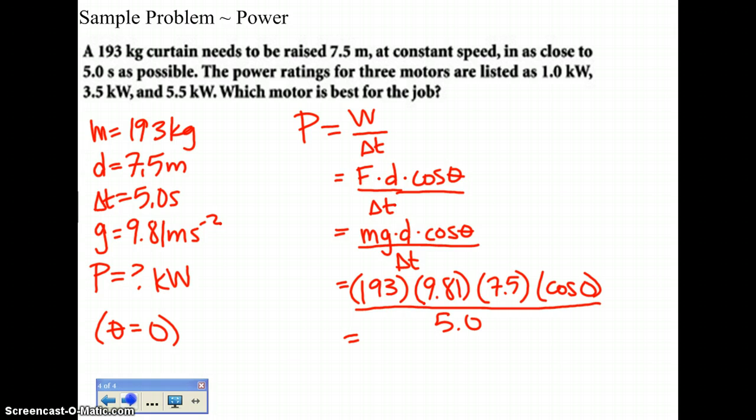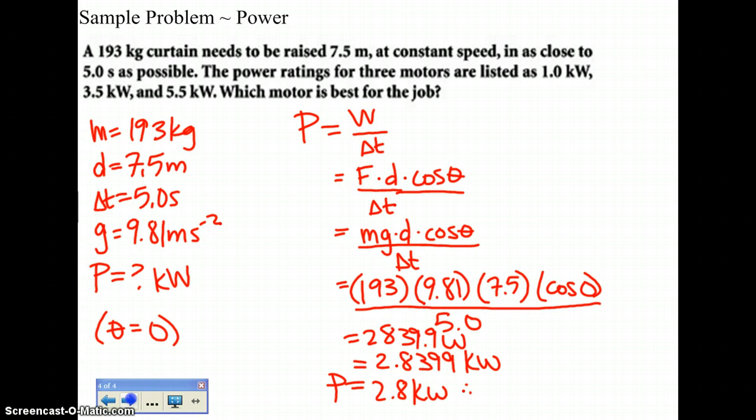Please take a second and put that in your calculators, guys. 193 times 9.81 times 7.5, cosine of 0 is 1, divided by 5 equals. Your calculator should read out 2839.9. That's in watts, guys, so that would be 2.8399 kilowatts. Agreed? So the final answer, looking at your sig figs, is that your power is 2.8 kilowatts. Therefore, the motor that you would want to choose is the 3.5 kilowatt motor. Make sense?